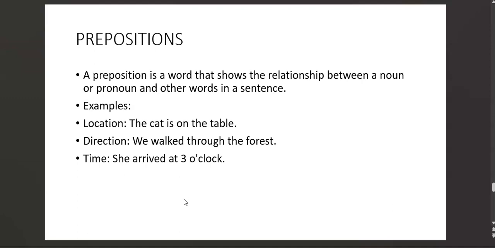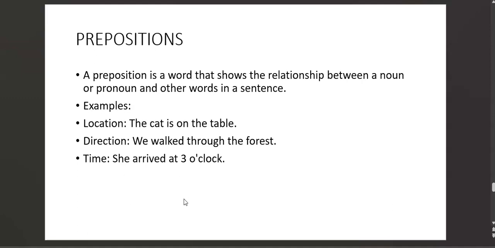When we talk about direction here, let me give examples. We are showing the direction of an object or a person or whatever. So, for example, she walked eastwards, or he walked eastwards. To what direction are you walking? You're walking eastwards. So eastwards is a preposition of direction. You getting?